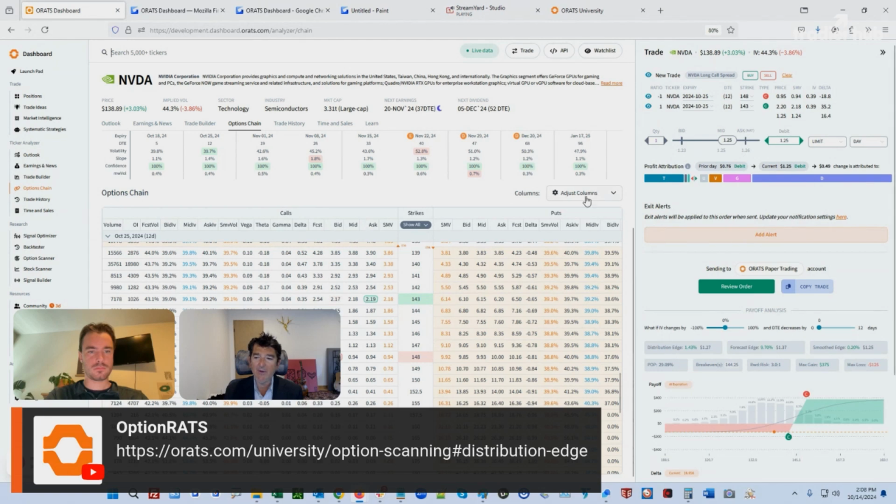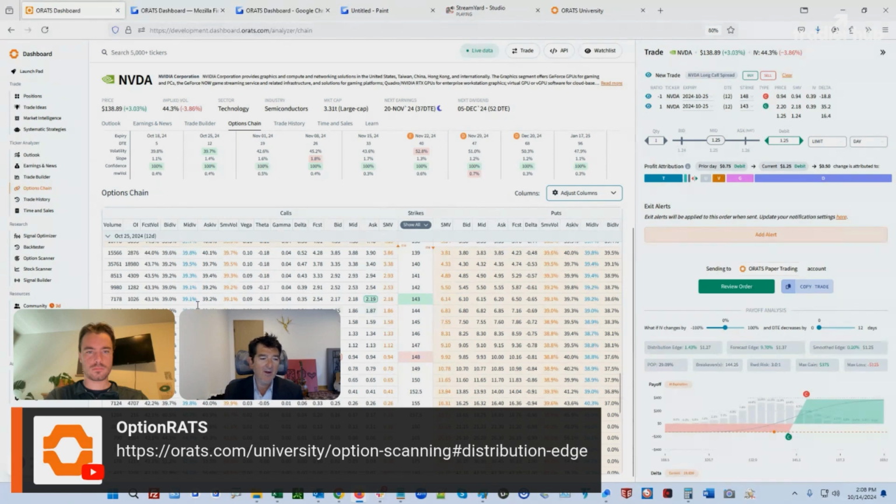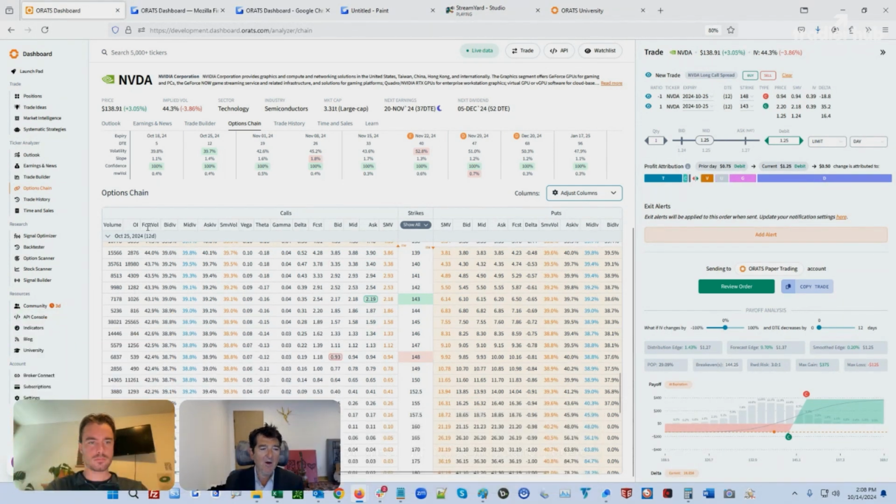And you could add a bunch of columns to this, and I like to see all of them, so I have all of them in there. You can see the volume, the open interest, our forecasted vol, which we'll talk about in a minute, the bid, the ask, implied volatility, and mid, the SMV, smooth market volatility, and that's what we're going to talk about now.